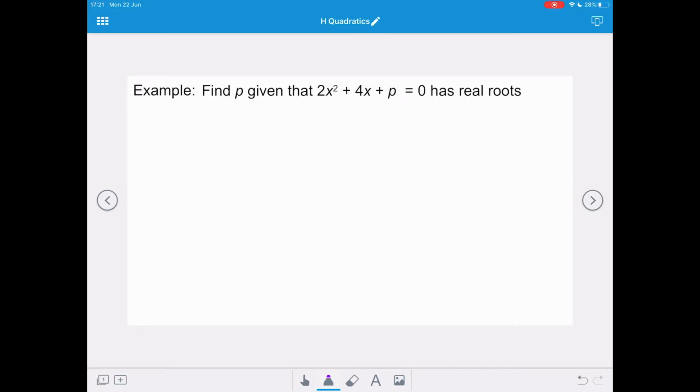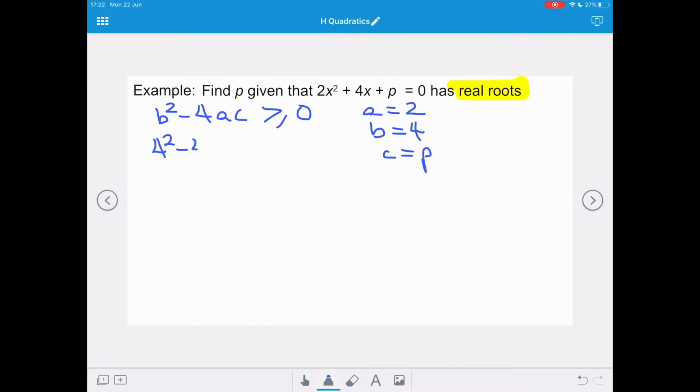So in our example, we want to find p given that 2x squared plus 4x plus p equals 0 has real roots. Now, the first thing we want to do is state what the condition for our discriminant is for real roots, and we know that b squared minus 4ac is going to be greater than or equal to 0. Now we need to work out what our a, b and c values are. So a is 2, b is 4 and c equals p, and we're going to substitute that into our b squared minus 4ac and get 4 squared minus 4 times 2 times p is greater than or equal to 0. So 16 minus 8p is going to be greater than or equal to 0.